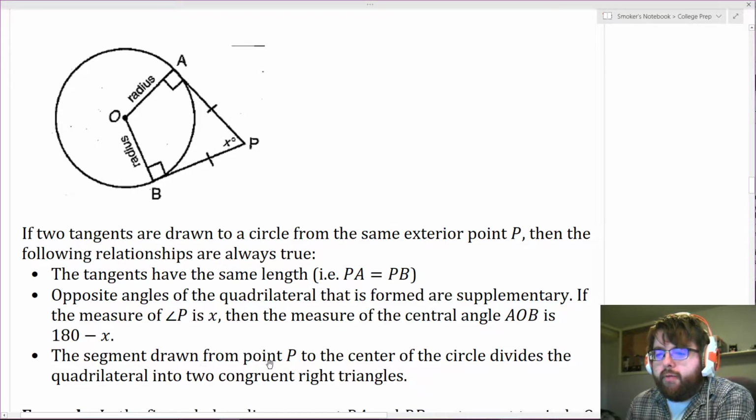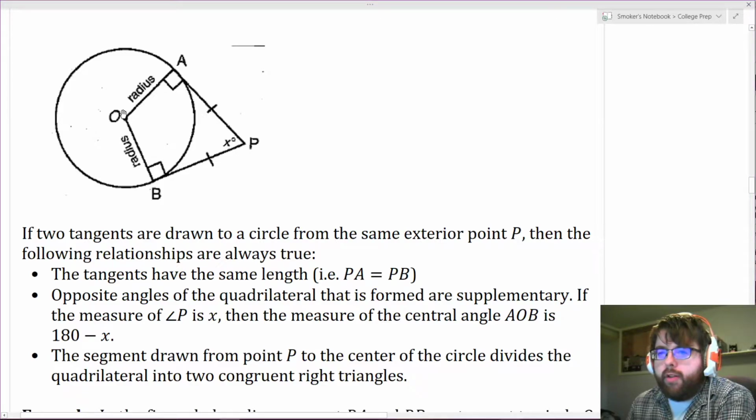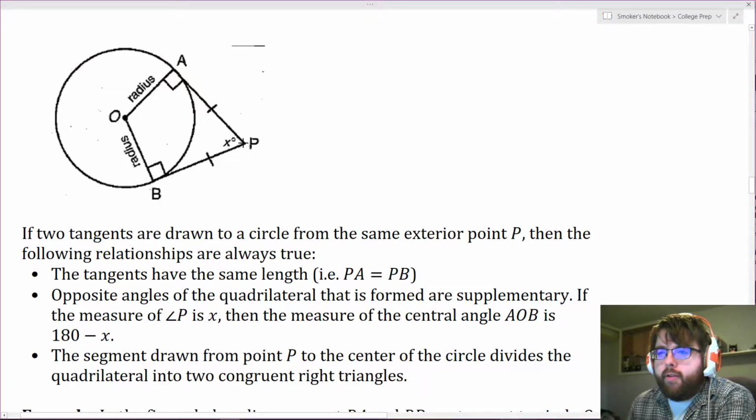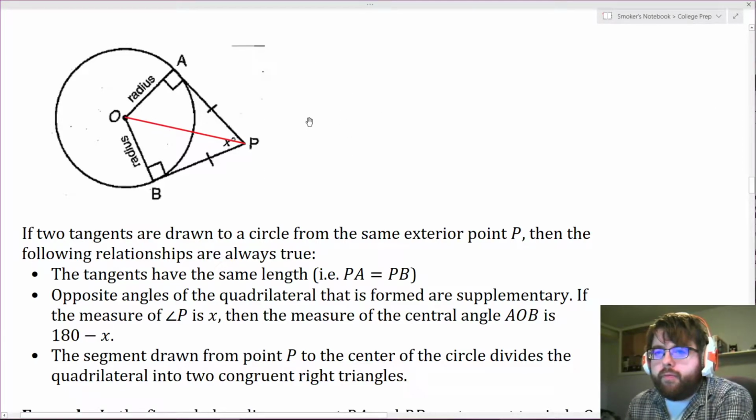The segment drawn from point P to the center of the circle divides the quadrilateral into two congruent right triangles. So that is saying a segment drawn from this point here to the center of the circle. And I think I might be able to do this. Let's try this. So a segment drawn from here to here divides this quadrilateral into two congruent triangles.